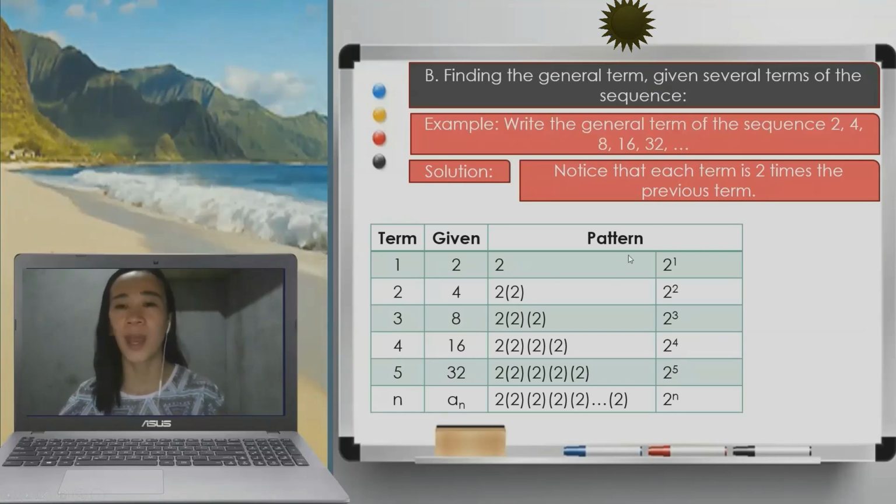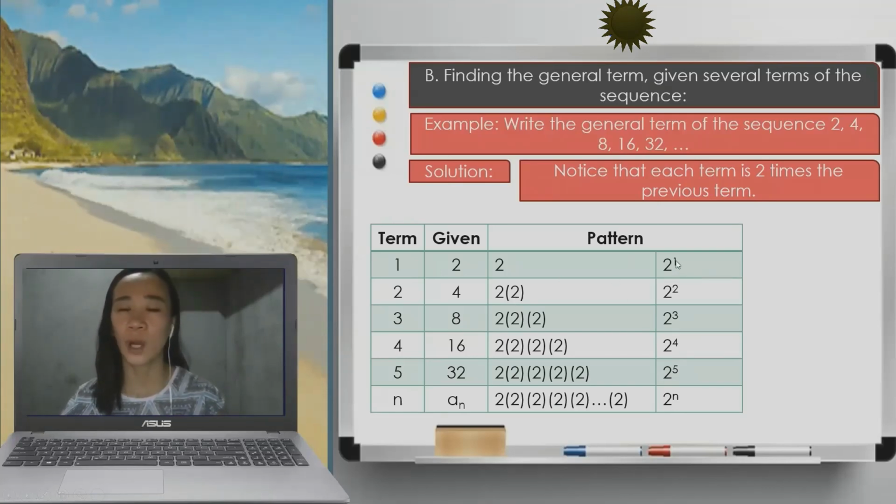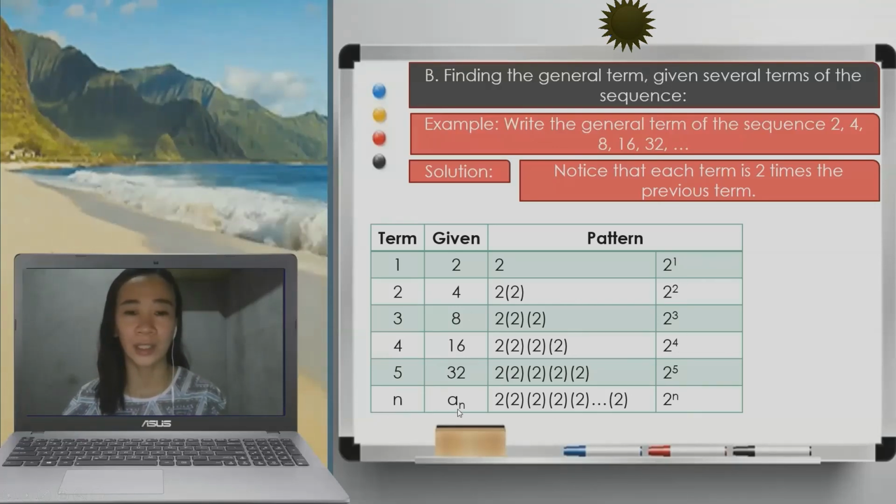And then the pattern is 2 raised to 1. Next one is 2 raised to 2. And then we notice that our general term, or a sub n, is equal to 2 raised to n. All we have to do is to substitute the value of n to the exponent.